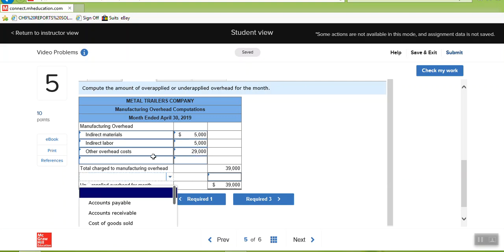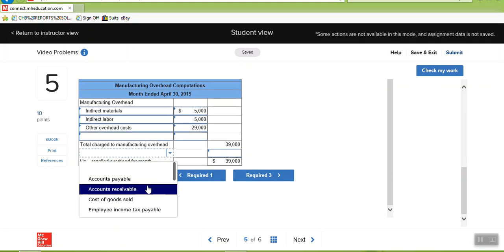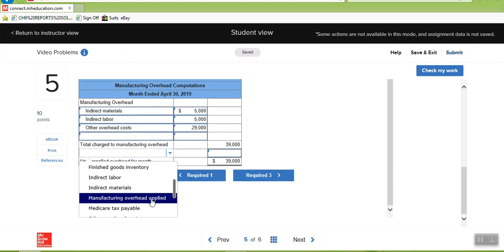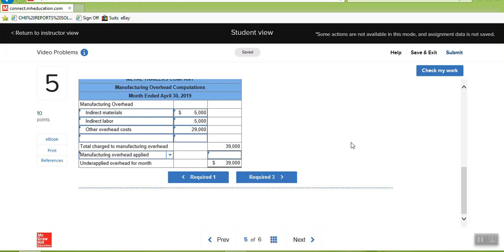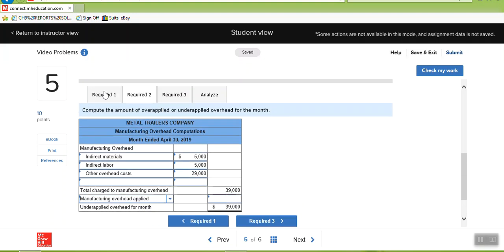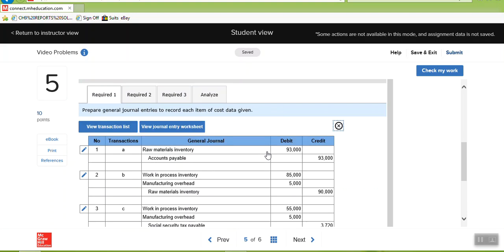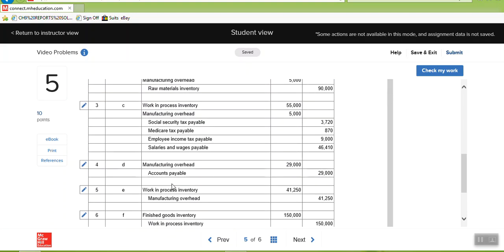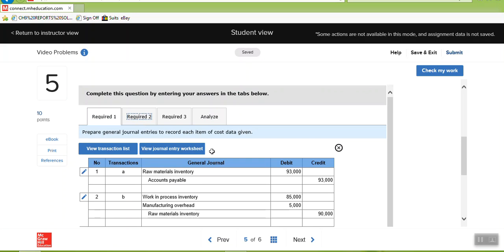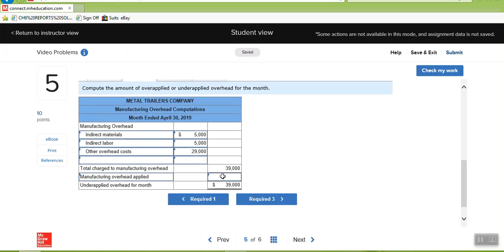But we took some out because we applied it. And that manufacturing overhead applied, if you remember, it was the 75% of direct labor cost. Let's see. It was this entry right here, E. We took $41,250 out of manufacturing overhead. That was where we applied our overhead. So let's go back over here to requirement 2, and we're going to put in the amount we applied.